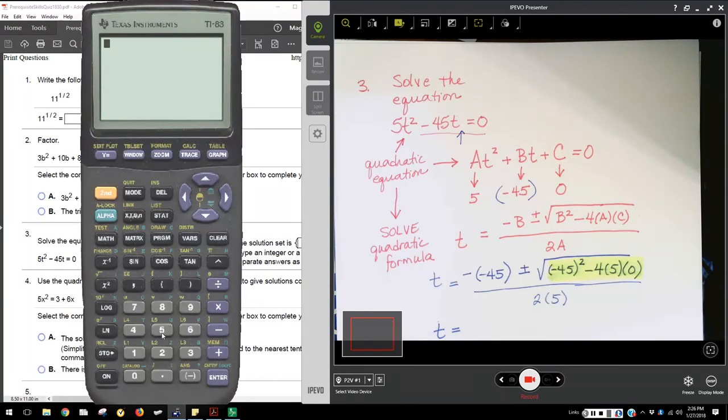And negative 45 squared, be sure you put that in parentheses, and don't forget that the negative sign is the negative sign, not the subtraction sign. And we're going to square that. And that comes out to be 2025. And from that, we're going to subtract 4 times 5 times 0, which you may not have needed to even put into the calculator, because you know 4 times 5 is 20, but 20 times 0 is 0. So this is really 2025 minus 0. And we come up with 2025.